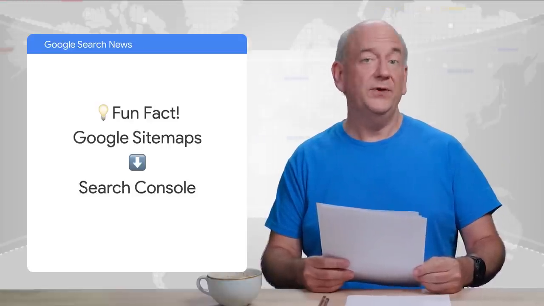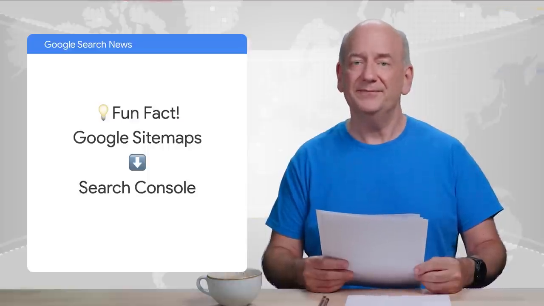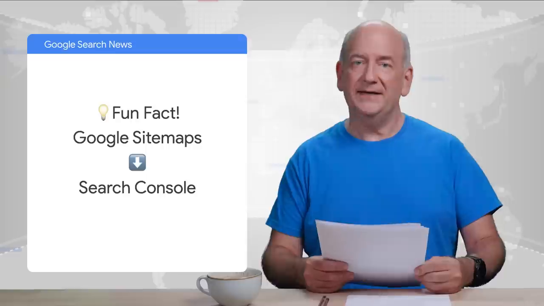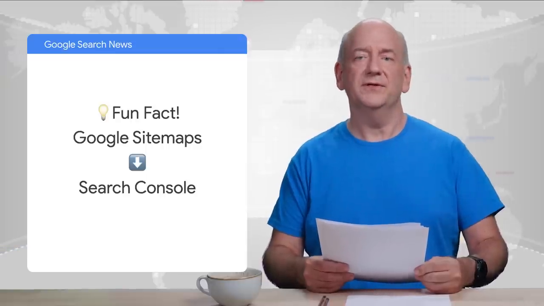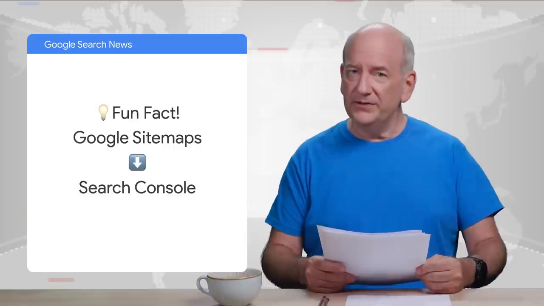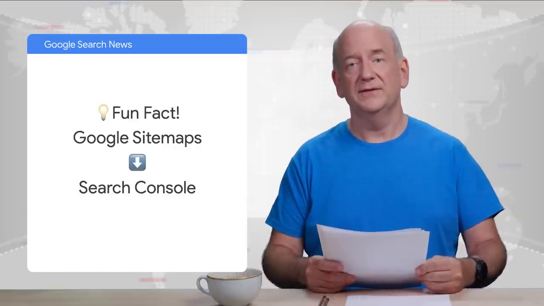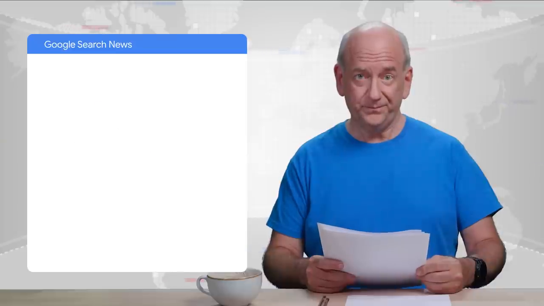However, recently, we announced the pending deprecation of the so-called ping endpoint for sitemaps. We noticed that the data received there wasn't particularly useful, so we plan on turning it off towards the end of the year. You don't need to make any changes. You can still submit your sitemap files through Search Console and robots.txt.